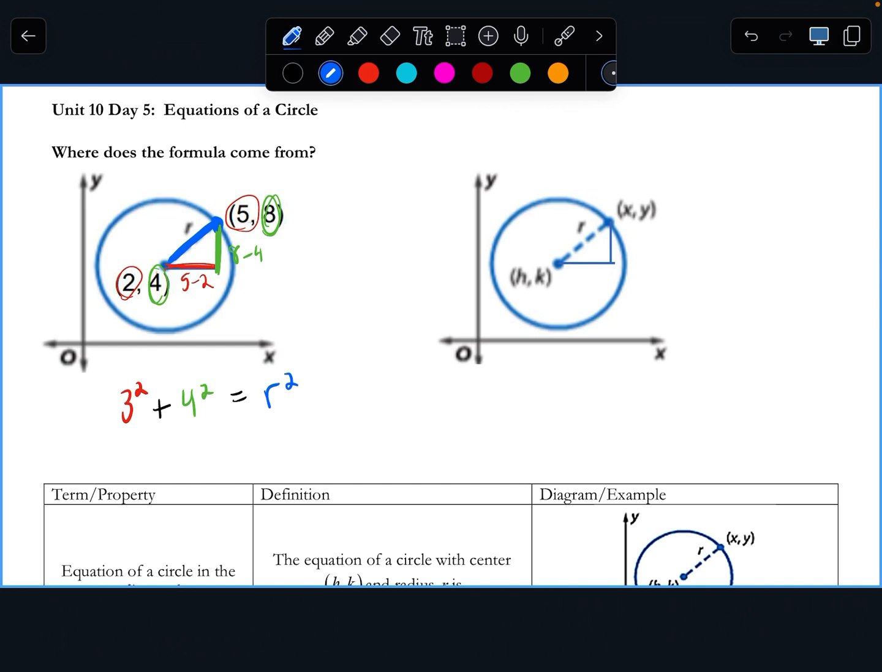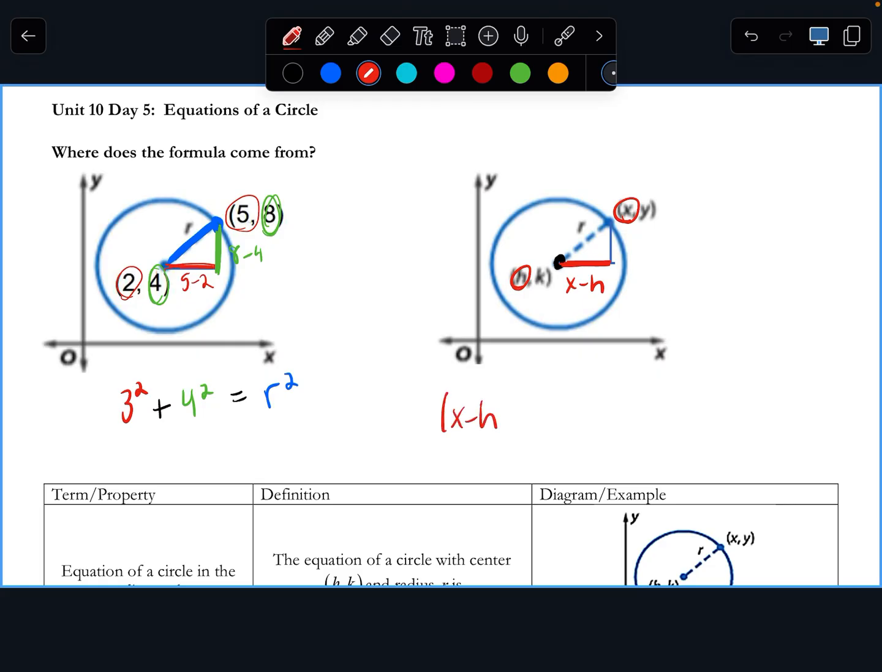So the big juice of this is, if you think about it, it's always dependent on your center, right? Because that's how you get all the points with your radius. So they use H and K for your center. I don't know why, they just like H and K for whatever reason. So to do this for any number, you know how we did 5 minus 2? You're going to go x minus h. That's how you're always going to get the left to right part of the right triangle.